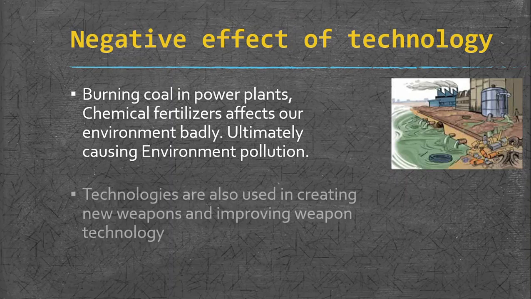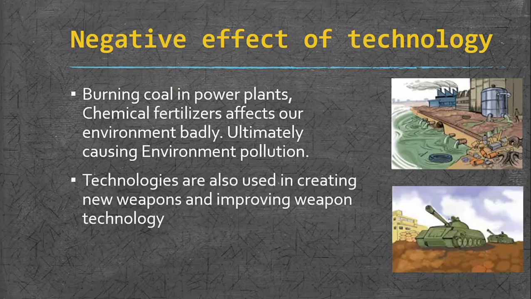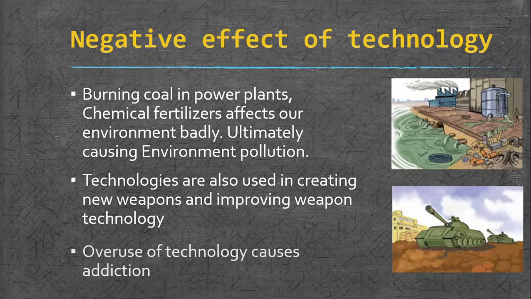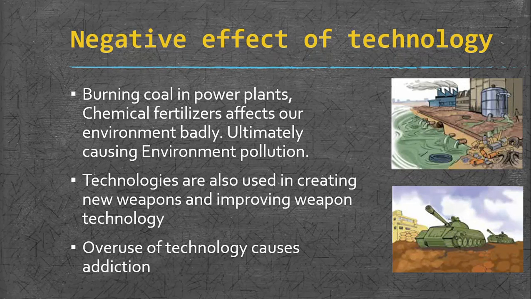The most harmful thing of technology is the invention of weapons. Nowadays, people have invented different devastating weapons and they are using these for killing humankind. Like bombs, tanks, and guns are the new technologies. So we have to be careful about it. We have to use our technology for the betterment of humankind, not for the destruction of our civilization.